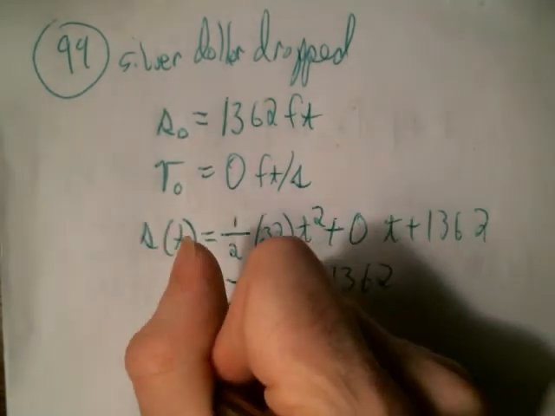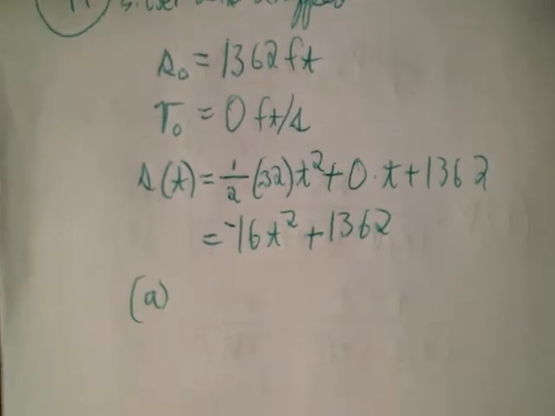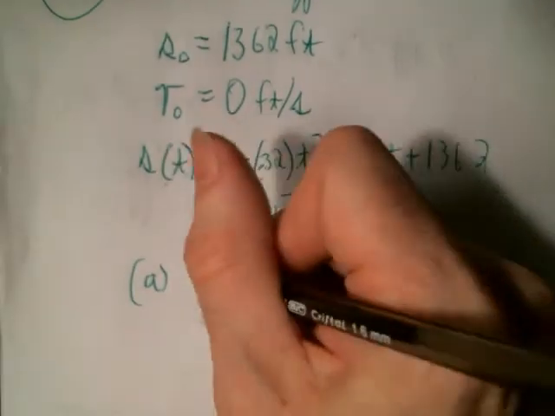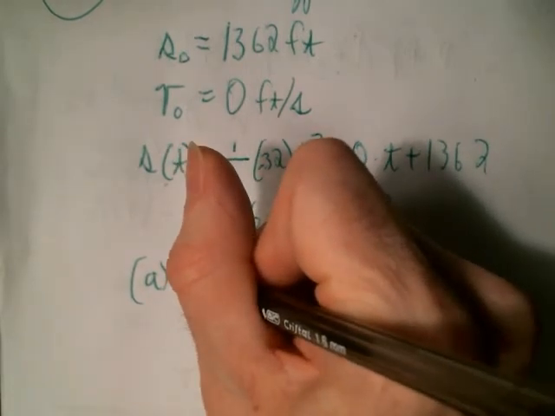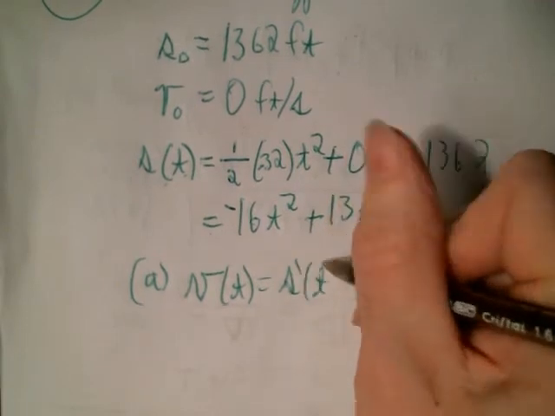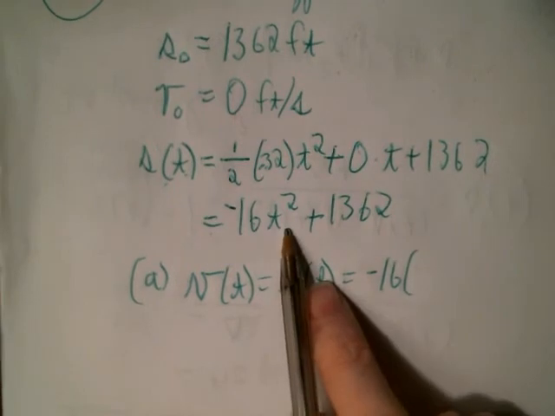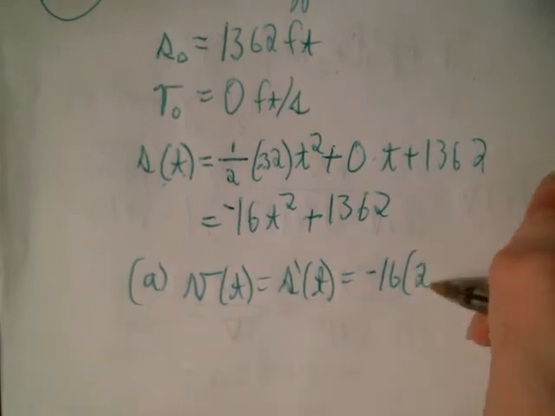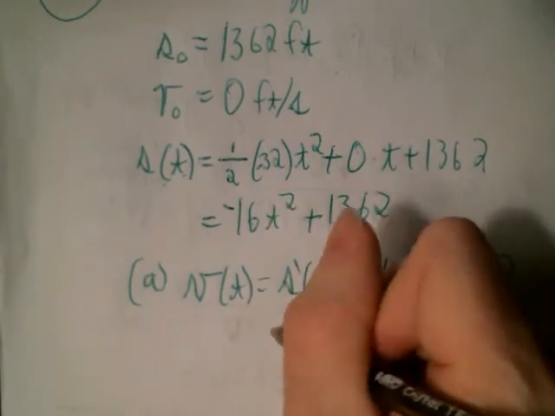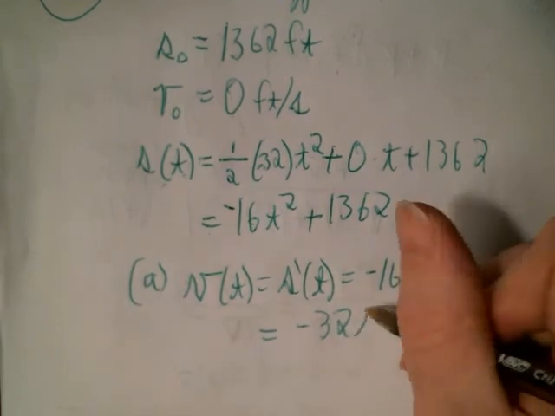Okay, part A. They want you to find a formula for the velocity. So that's simple enough. Just take the derivative of the position function. So the velocity function is equal to the derivative of the position function, which will be equal to, leave the constant alone and take the derivative of t squared. So I have 2t. And then the derivative of 1362 is just 0. So my velocity function is negative 32t.